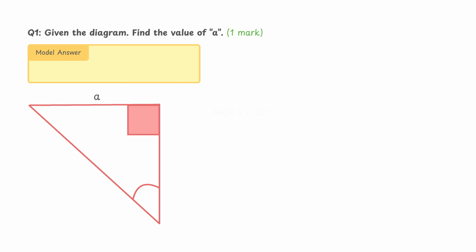First, look at the triangle. We are given an angle of 30 degrees and a vertical side of 12 centimeters. Now identify the sides relative to the angle. The vertical side, 12 centimeters, is the adjacent side. The top horizontal side, labeled A, is the opposite side. Now pause here. We have opposite and adjacent.